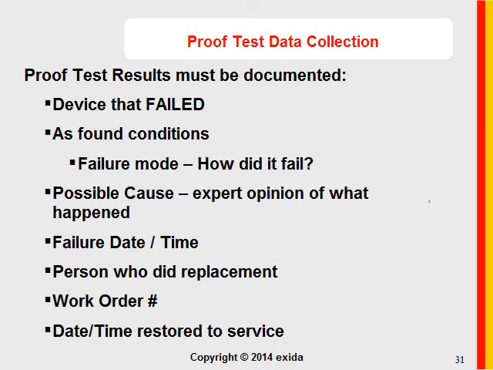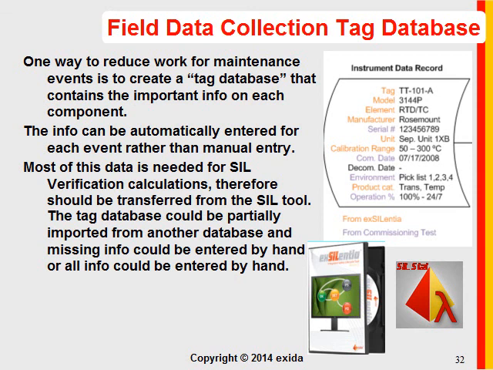If there's a failure during the proof test, then you want to document the as-found conditions. Why did something fail? So you can answer that question. Any possible causes? What was the time of failure? Who worked on it? Is there any work order associated to this to fix it? And when was the unit put back in service? Is the unit replaced? Is it fixed in the field, and so on? So those are the type of information that you want to record there.